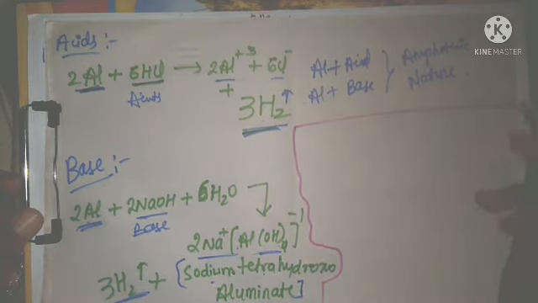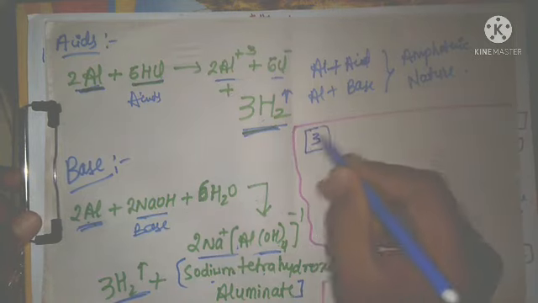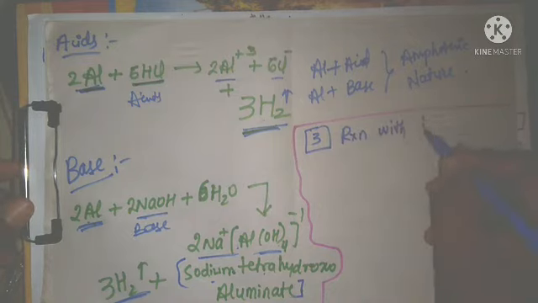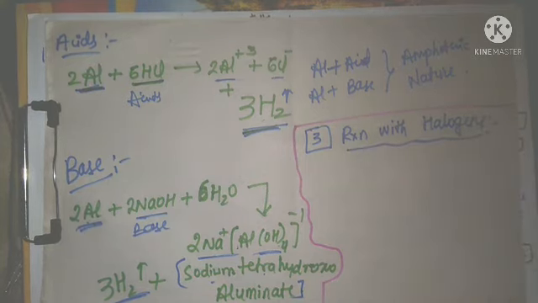Third one. This much space is enough for me, right? Third one is the reaction of 13th group elements with halogens. Now just check here, 13th group elements.